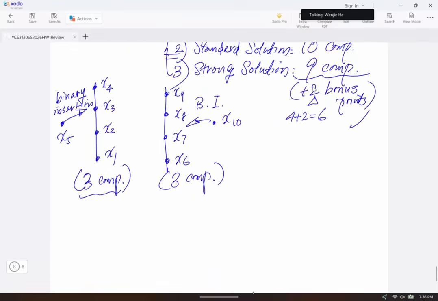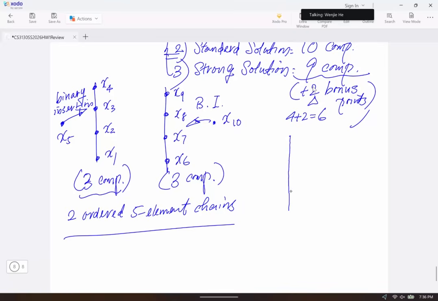All right. After that, you have 2 ordered 5-element chains, right? So you move to the next round. In the next round, here I just draw, show you some idea. First ordered 5-element chain, second ordered 5-element chain, right?